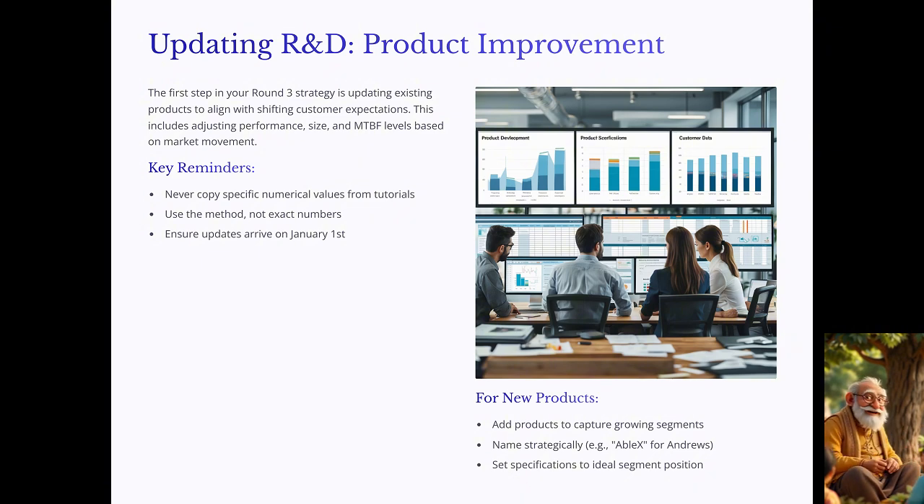For new products, if you haven't done so in Round 2, now is a good time to add a new product to capture a growing or underserved segment. Name it strategically. For example, if your company name is Andrews, and you're launching a new product in the high-end segment, you might name it AbleX or Apex.